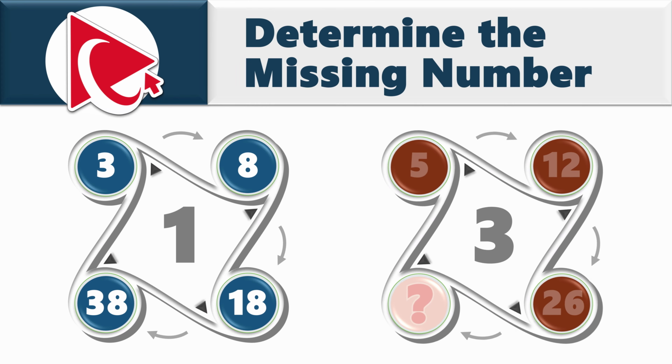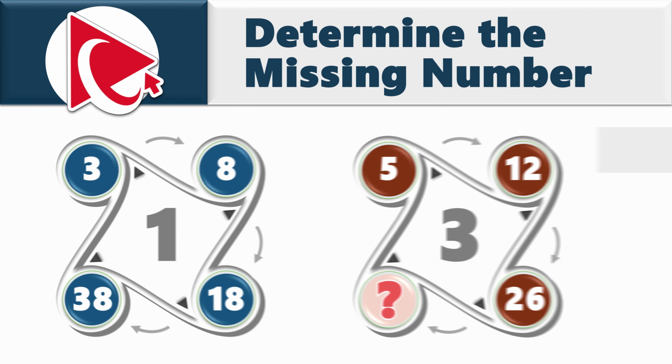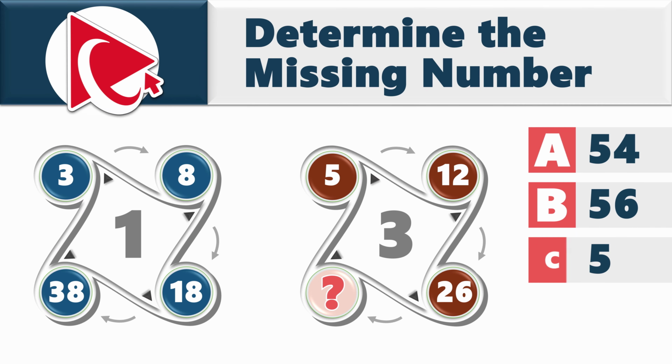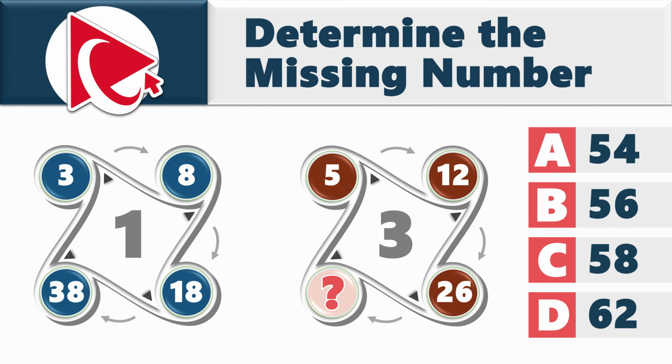For the second shape, the inside number is 3. Then the numbers go as 5, 12, 26, and then comes the missing number, which you need to calculate and select out of 4 possible choices. Choice A, 54, choice B, 56, choice C, 58, and choice D, 62.